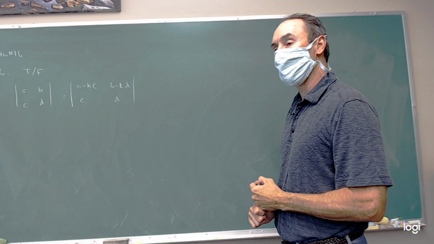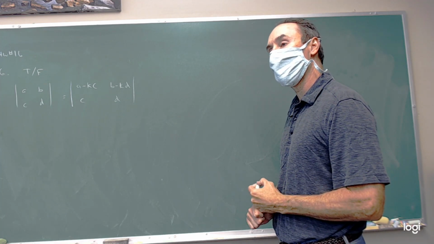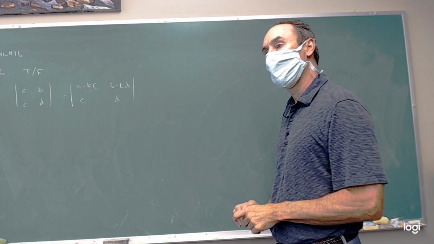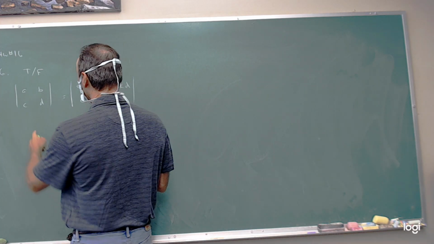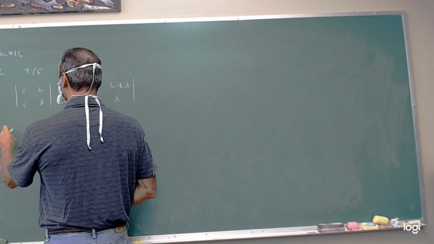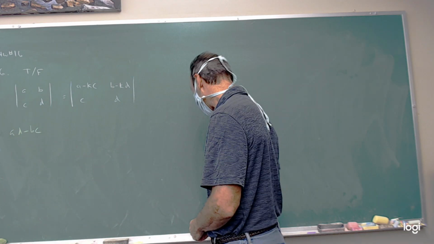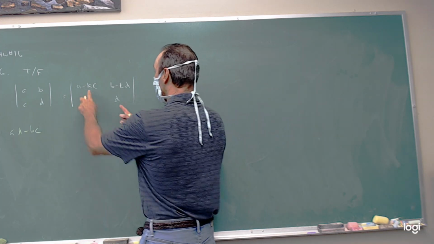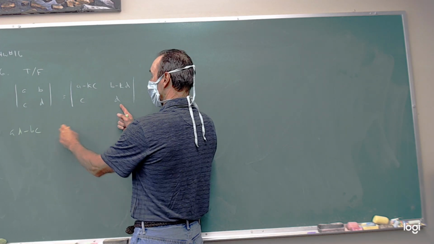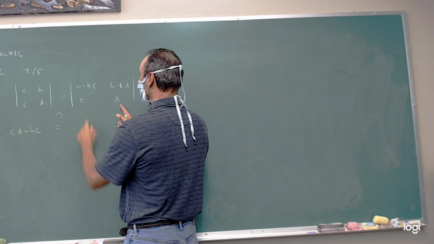Should we just evaluate each determinant and see if they are in fact always equal? I'll do the one on the left, you do the one on the right. The left one is AD minus BC. Okay, let's do the one on the right. We're going to have to multiply and distribute. Is this equal?